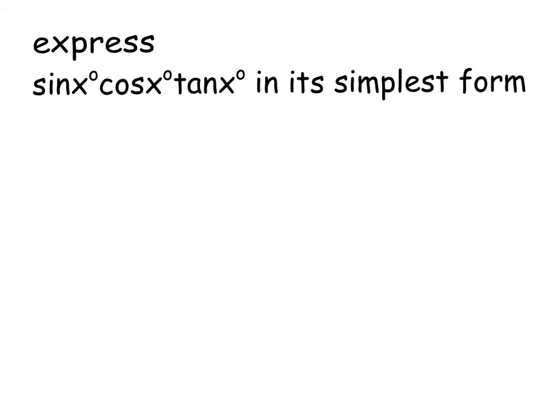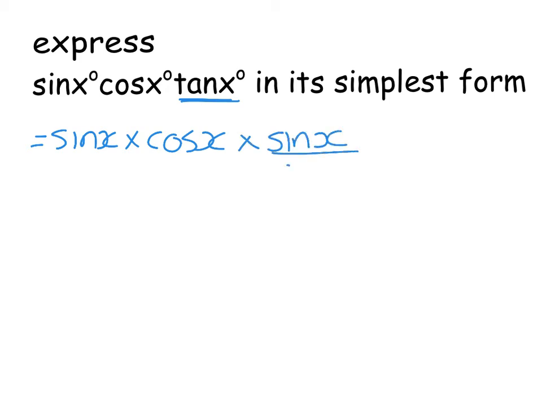Okay, my next one, we have to express this in its simplest form. Now remember, I said whenever you see tan x, you can replace that. Tan x is sin x over cos x. So what we've got is sin x times cos x, I'm just going to spread this out, times, and I'm going to replace that with sin x over cos x. Now, that cos is multiplying, that cos is dividing, so they're going to cancel each other out, leaving you with sin times sin, which is sin squared x. So whenever you see tan, put in that fraction and see what you can do.